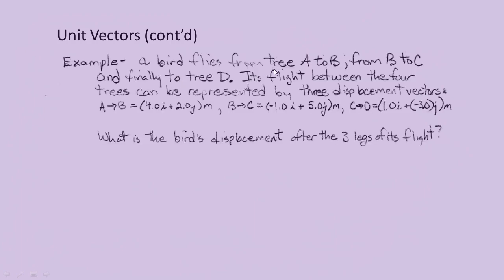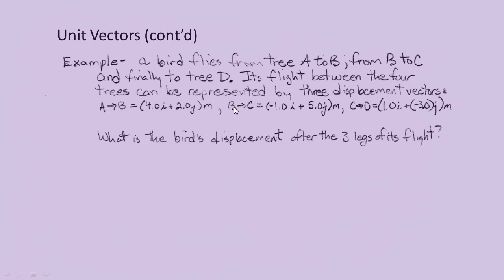So a bird flies from tree A to tree B and from tree B to tree C, and finally from C flies on to tree D. Its flight between the 4 trees can be represented by 3 displacement vectors. Vector A to B is 4.0i plus 2.0j. The m here stands for meters. That's typically how we place the units on the outside.